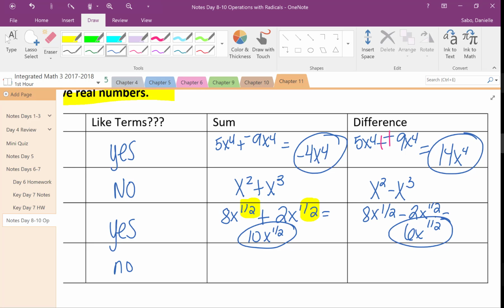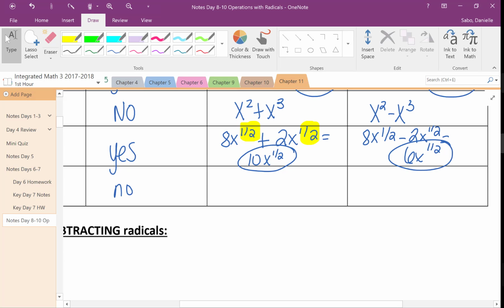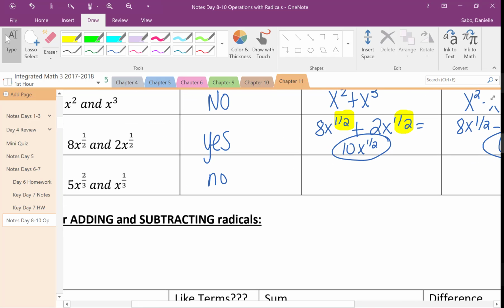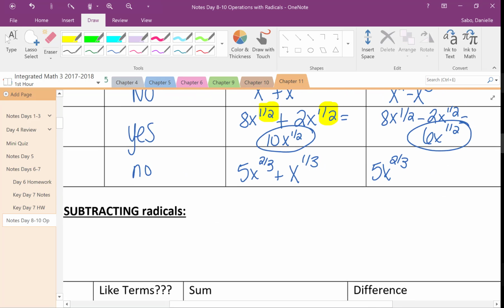Okay, there is a rule when we're doing these. We haven't even done the next one. Okay, for this one, we're just going to be rewriting it. 5x to the 2/3 plus x to the 1/3, because I can't do anything. That's a half, not a 3. And then same thing here. You can't do anything with these because they're not like terms.